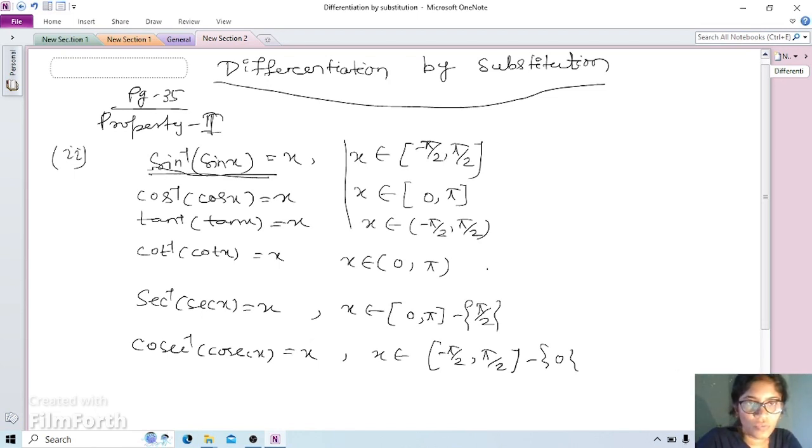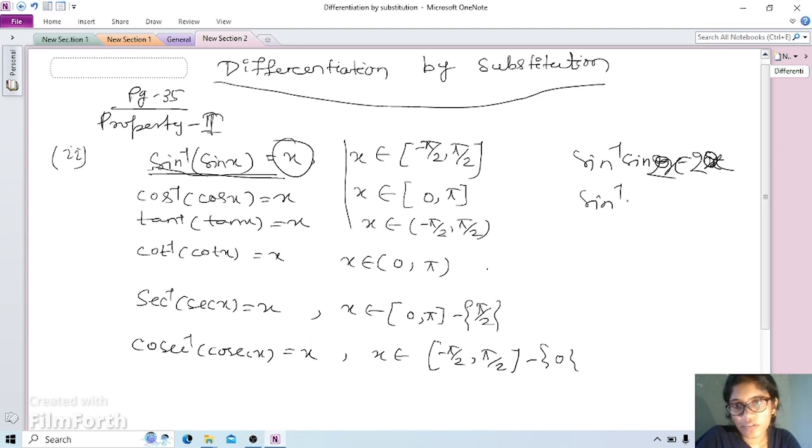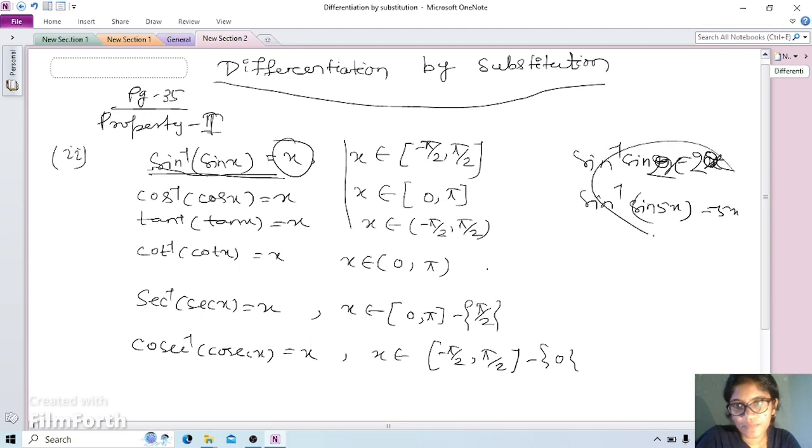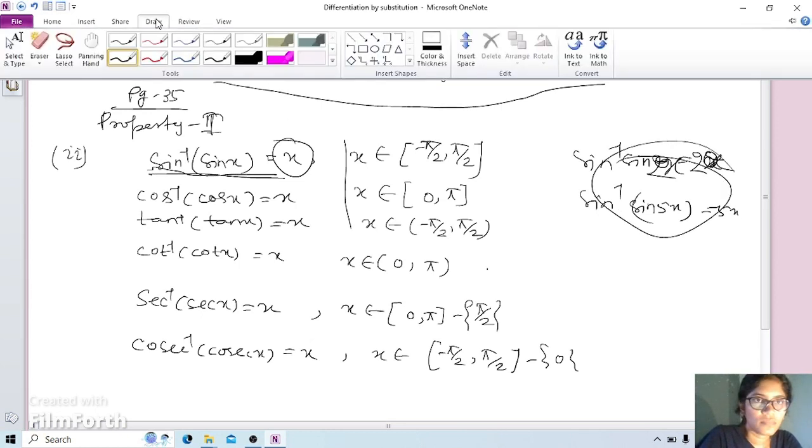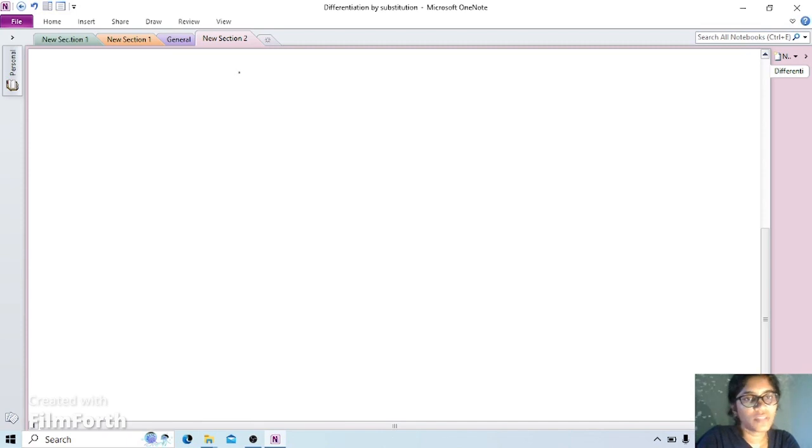We must also know that sin inverse sin theta is equal to theta, and likewise sin inverse sin 2x is equal to 2x, and sin inverse sin 5x is also equal to 5x. Okay, now we will solve exercise 7. Let's take an example.